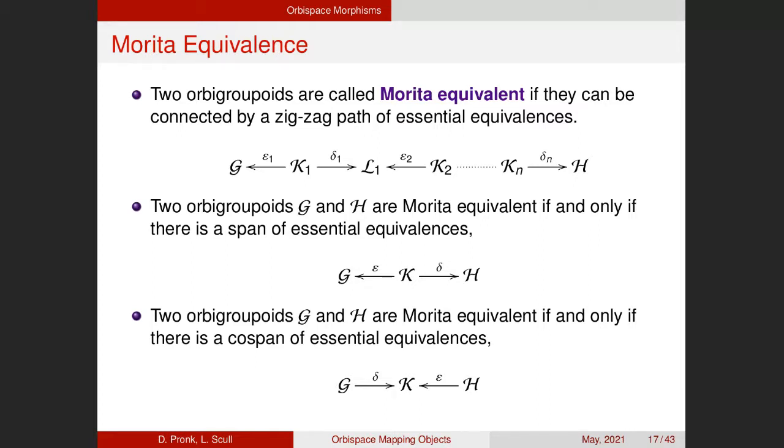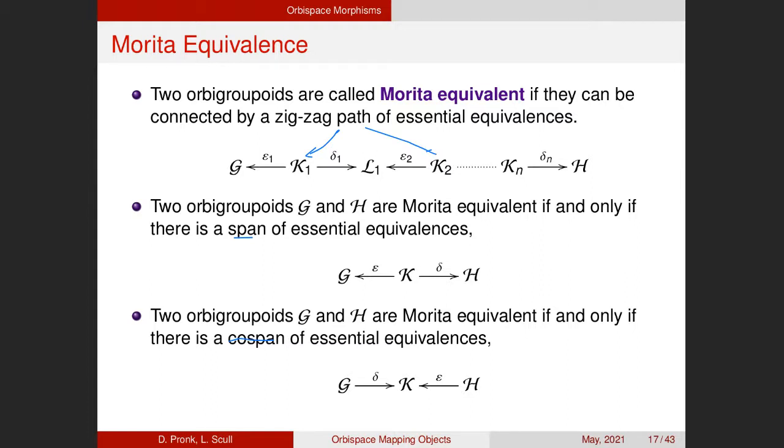what does the equivalence relation look like on the collection of all Orbispaces? A priori, the definition has to be that two orbigroupoids are Morita equivalent if there's some zigzag path of essential equivalences between them, and that could be very unwieldy. However, because we can take pullbacks and end up with a short path of length 2, we can either say they're Morita equivalent if there's a span of essential equivalences, or, taking those pushouts, if and only if there's a cospan of essential equivalences. That can be very convenient when you want to show that particular properties or characteristics that we're going to describe are invariant under Morita equivalence.